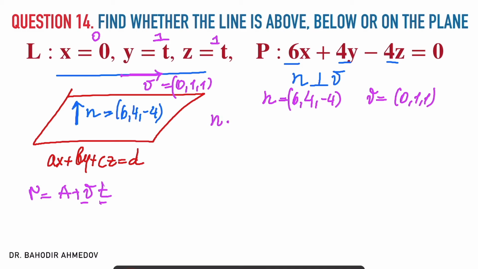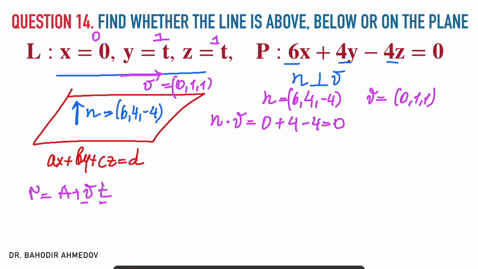So n times v is going to be 6 times 0, which is 0, plus 4 times 4, which is 4, minus 4 times 1, it's going to be minus 4. Well, that's going to be equal to 0. It means that they are orthogonal. It means that the line is parallel to the plane.